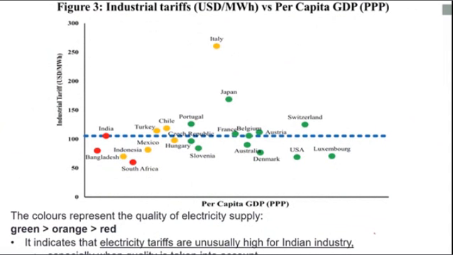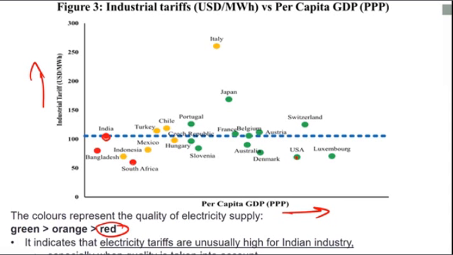So the economic survey gives some numbers also there. Before that, you can see here, right? This is the industrial tariff. This here is per capita GDP. Now, countries with high per capita GDP have much lower industrial tariff. Look at India. We have low per capita GDP and we have high industrial tariff, and it's red color, right? Red color means low quality. So we're charging a very high tariff for very low quality electricity.